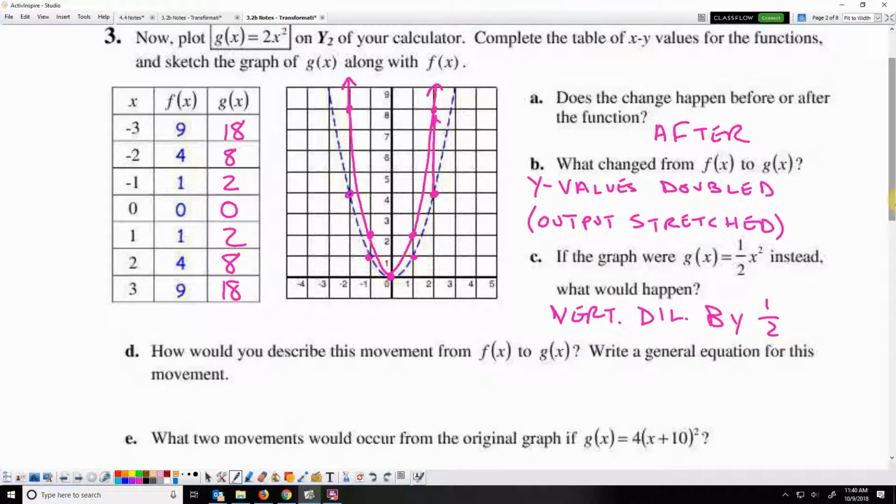How would you describe this movement? It's a vertical dilation. And a general equation for this: g of x is some constant times f of x.